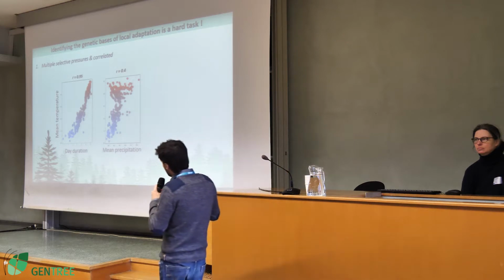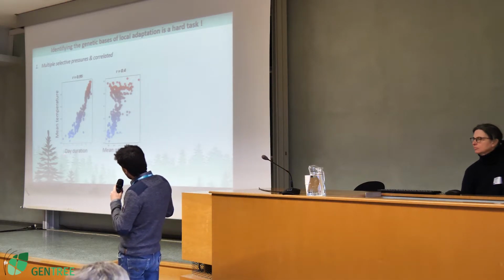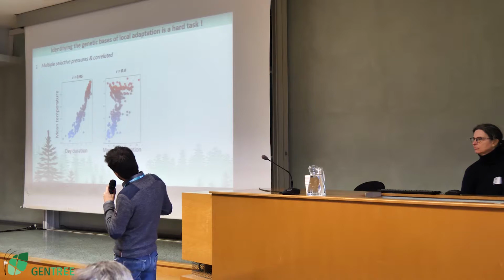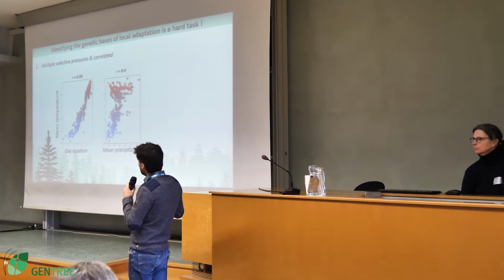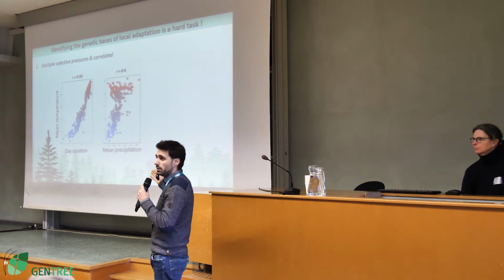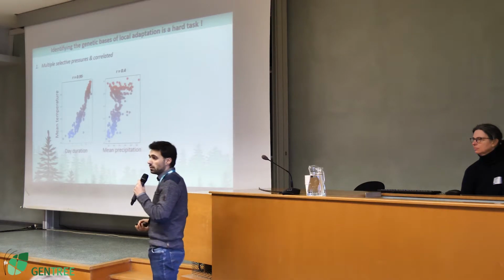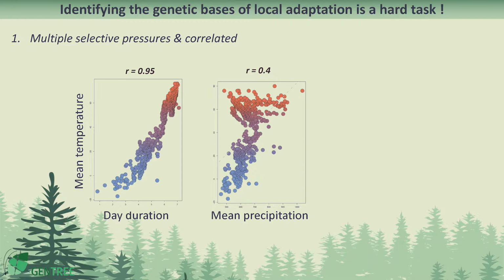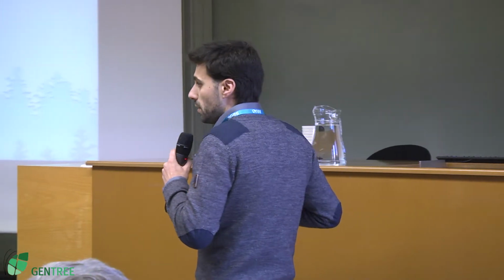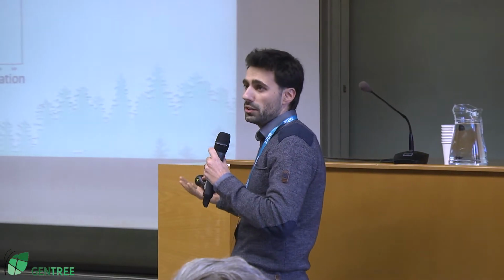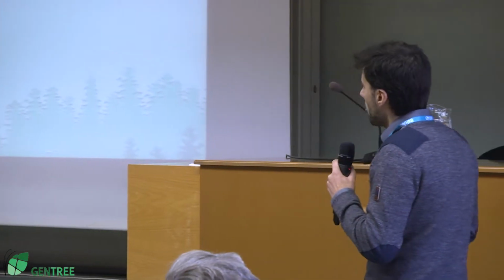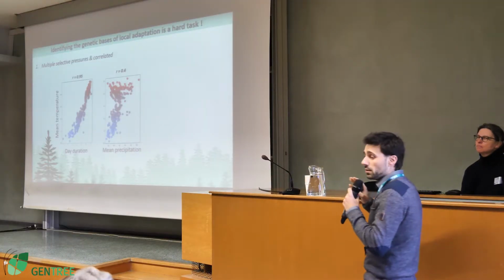For instance, in these two graphs, you can see the mean temperature as a function of day duration or mean precipitation at sampling sites in the study that I'm going to present to you. And as you can see, all are strongly correlated. The colors reflect the latitude. As the trees were collected along a latitudinal gradient, all the climatic variables that vary according to latitude are autocorrelated. And this is only abiotic factors.